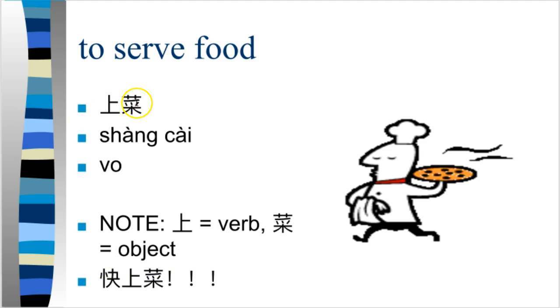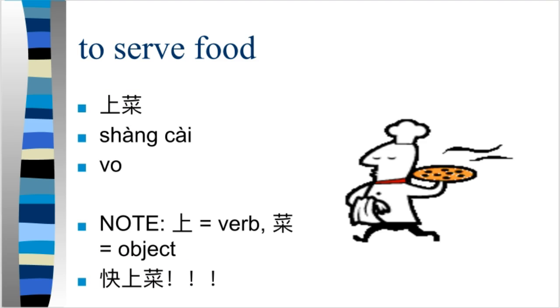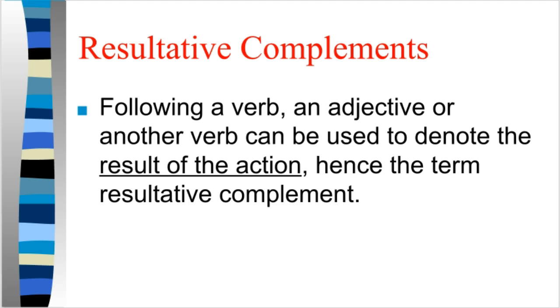上 is a verb, 菜 is an object. So maybe it takes a long time to serve food. 上菜太慢了。那如果太慢了，可以说快上菜，快上菜，来来来，快上菜。We can also talk about doing things wrong and doing things clearly. These are both so-called result complements.